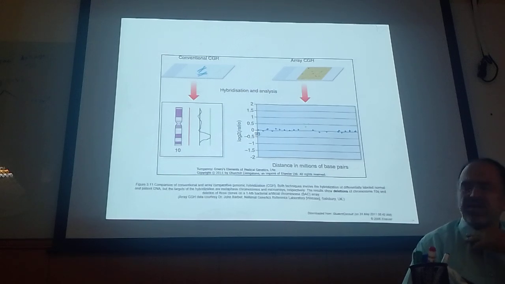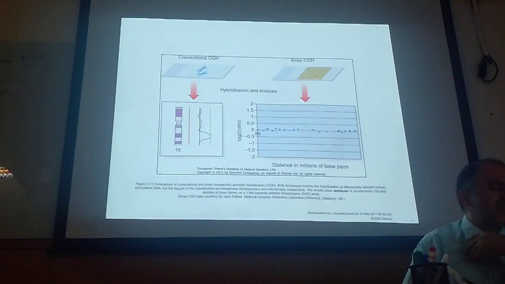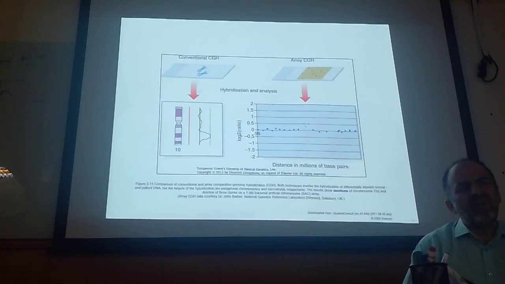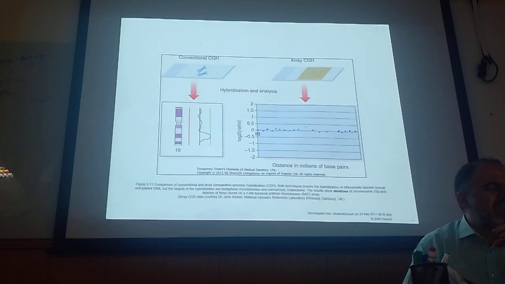Another molecular cytogenetic study would be CGH, comparative genomic hybridization, conventional or array. When the color would be yellow, it means everything is fine. It would be green, it would be deleted. If it would be red, it would be duplicated. Part of the chromosome can be deleted or duplicated. These are the techniques we use for molecular cytogenetics.